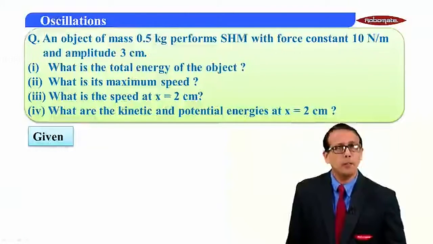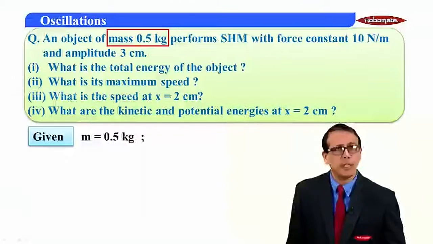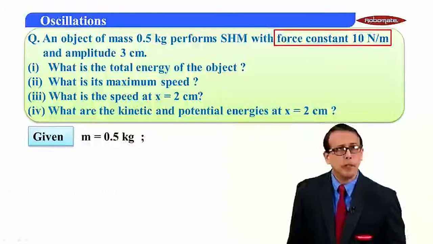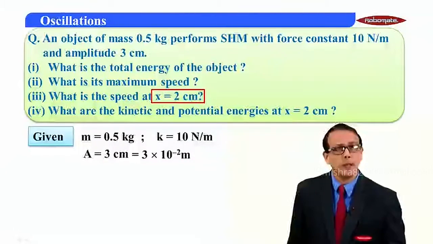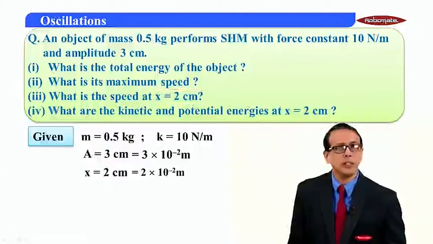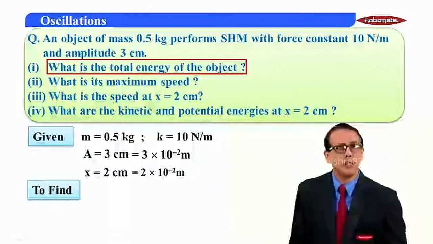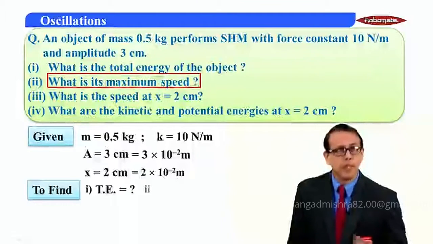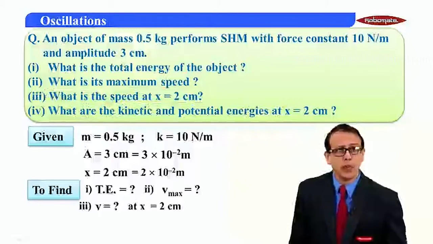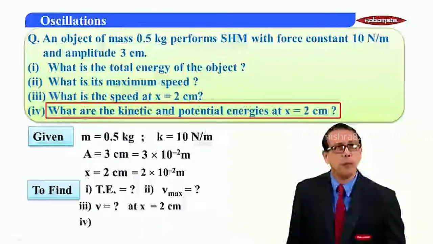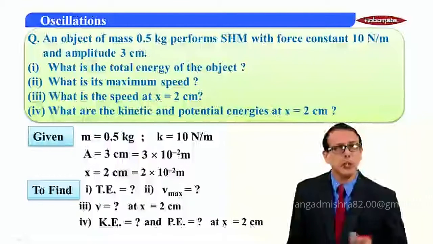So to begin with, first given is mass 0.5 kg, m is equal to 0.5, force constant k is 10, and amplitude is 3 centimeter, which is 3 into 10 raised to minus 2 meters. Also we can see instantaneous displacement is given as 2, so I will write x is equal to 2, which is 2 into 10 raised to minus 2 meters. To find, students, the first is total energy, next is V max, maximum speed, next is instantaneous velocity v at x is equal to 2 centimeter, and also kinetic and potential energies at x is equal to 2 centimeter.